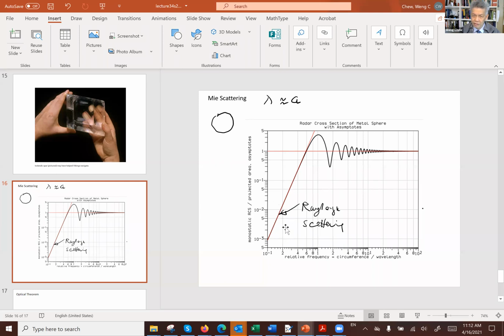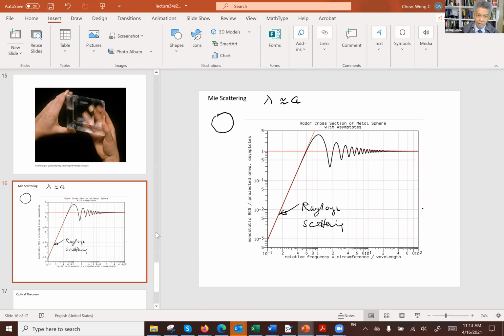But when the frequency is low, the cross-section actually climbs very rapidly. And in order to predict the answer around this, where the wavelength is on the order of the size of the particle, you actually have to do Mie scattering. And Mie scattering is too complicated. It involves too much mathematics. And we will not do it as part of this course.